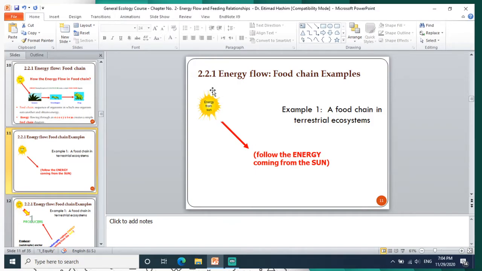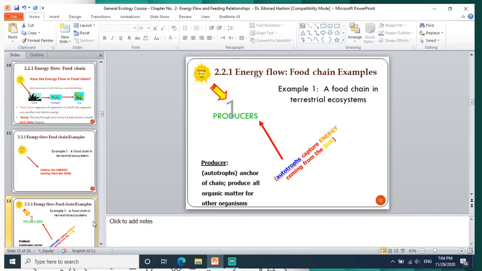So the main source of energy to the earth, or to the biosphere, is the sun. So, energy is coming from the sun. And this energy is captured as light from the sun by the plant. So we call the plant a producer. The producers are also called autotrophs, and they are the anchor of the chain. They produce organic matter for the other organisms.